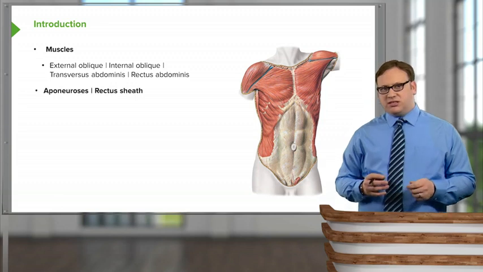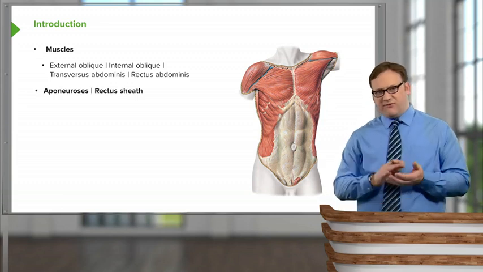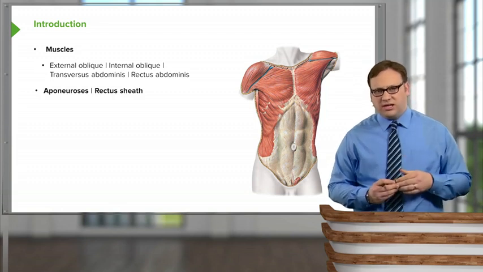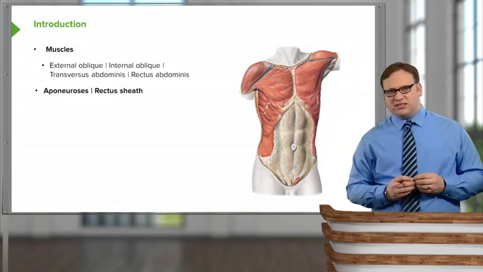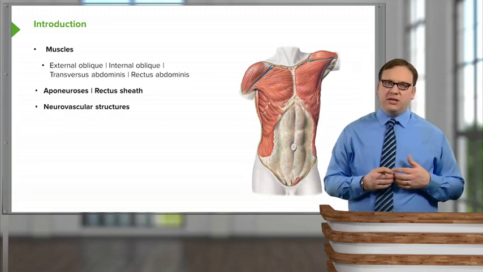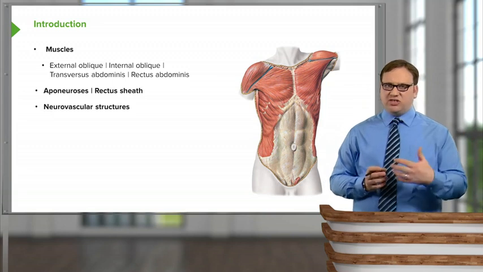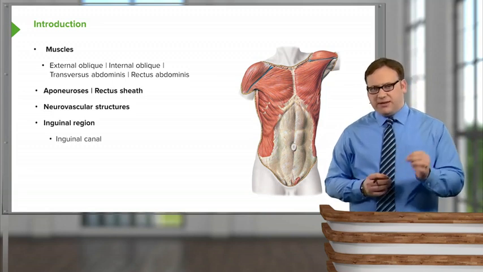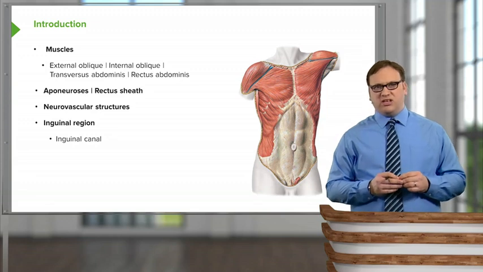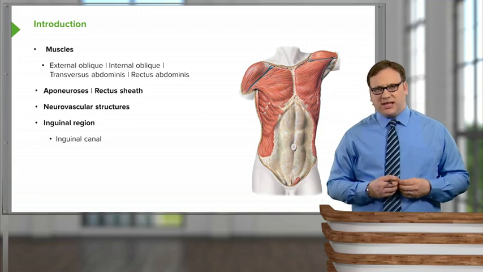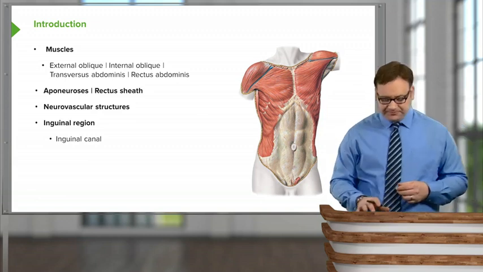We'll also look at some aponeuroses, which are the flattened tendons of these muscles, and an important structure known as the rectus sheath. Throughout the lecture, we'll look at some important neurovascular structures, the arteries, nerves, and veins of this region. And then very briefly, we'll introduce the inguinal region and specifically the inguinal canal. In the next lecture, we'll look at this in a lot more detail.